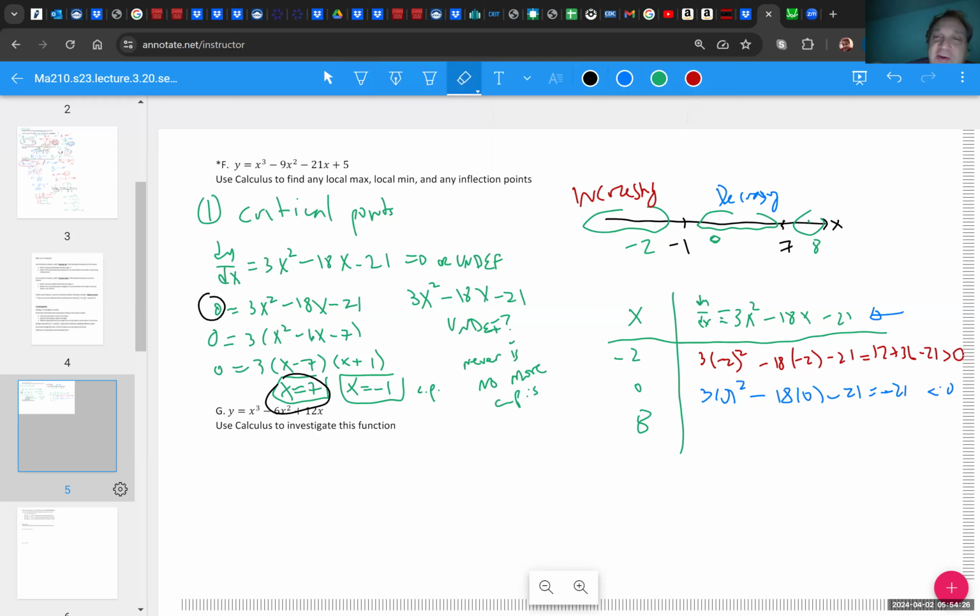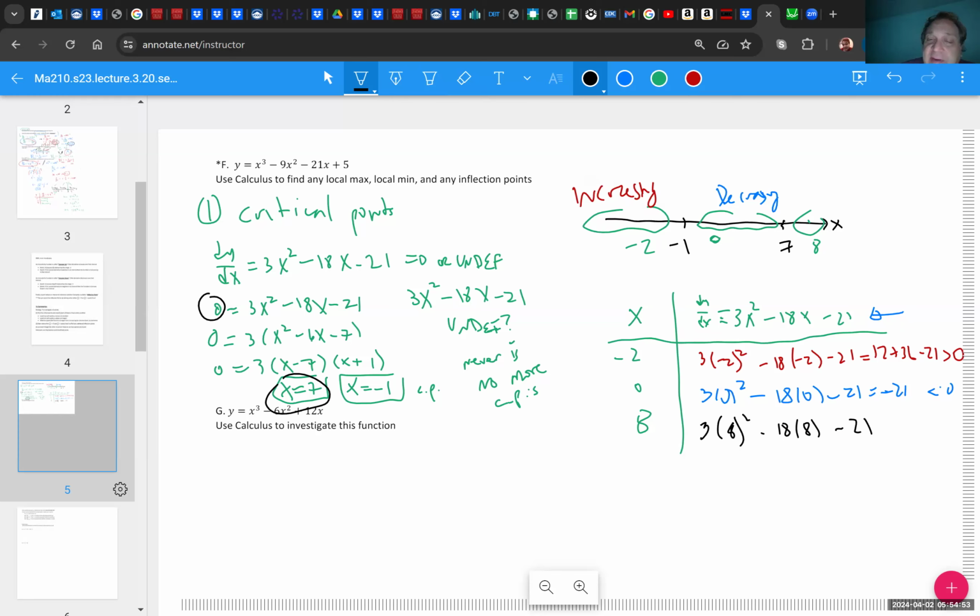I know I've plugged in the critical point before and realized, oh yeah, that's why I got 0. So maybe you'll remember this and say, oh yeah, I can't plug in a critical point because I already know the answer. I need to plug in a number either larger or smaller. So I'll plug in 8, and I get 3 times 8 squared, which is a very large positive number. 8 squared is 64 times 3. And then we get minus 18 times 8 minus 21.